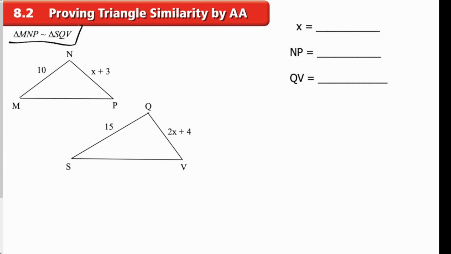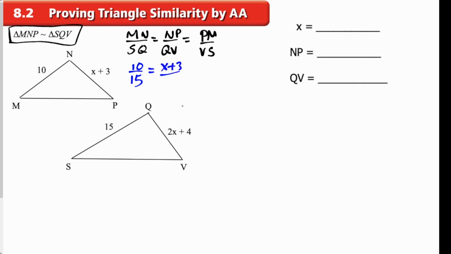Once again, they've given us a similarity statement. We should begin by writing out our proportions. MN goes over SQ. NP goes over QV. And PM goes over VS. So now we can do the substitution step. MN gets replaced with 10, SQ with 15, NP with X plus 3, and QV with 2X plus 4.